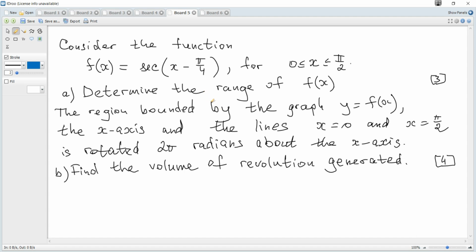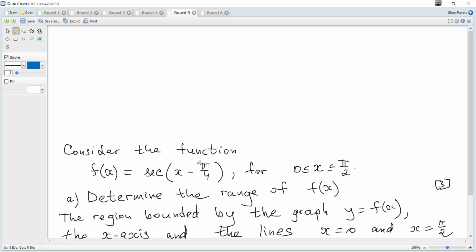Consider the function f(x) = sec(x - π/4). Question A: determine the range of f(x) for x greater than or equal to 0 and less than or equal to π/2. So let's consider a graph of sec(x - π/4).